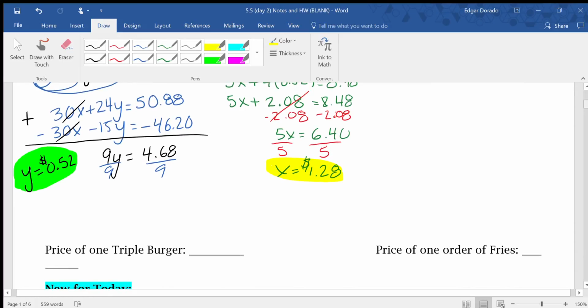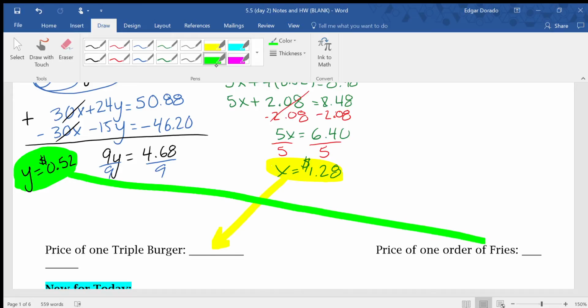So that one would go there. This one would go here. Sorry, I didn't use those spaces, but you guys get the idea.